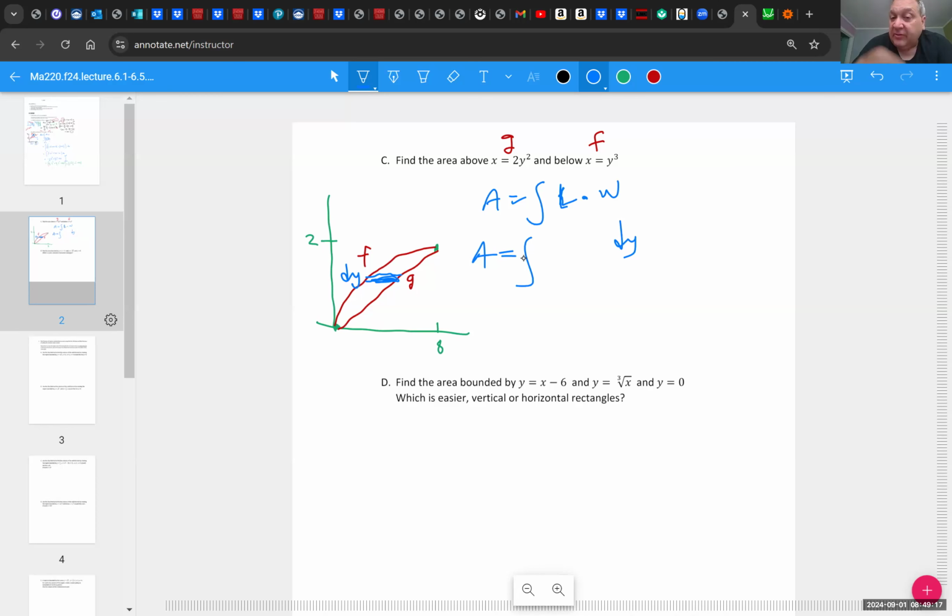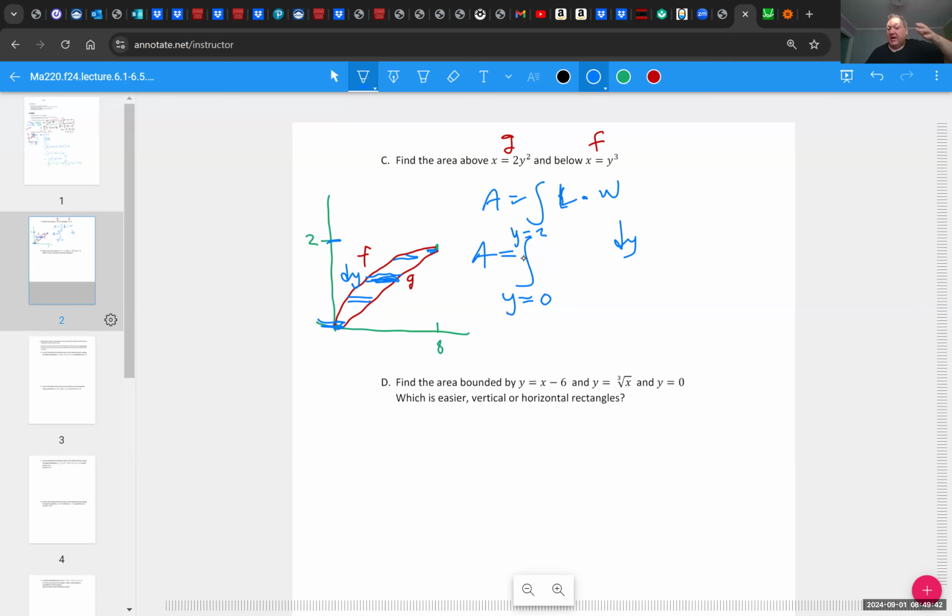So the limits of integration are in terms of y. What's the smallest y and what's the largest y? You can kind of see it on the picture there. Smallest y is 0, and the biggest y is 2. So that's how y goes from the lowest rectangle down here to the very highest rectangle up here, and all the rectangles in between. They all go from y equals 0 to y equals 2.